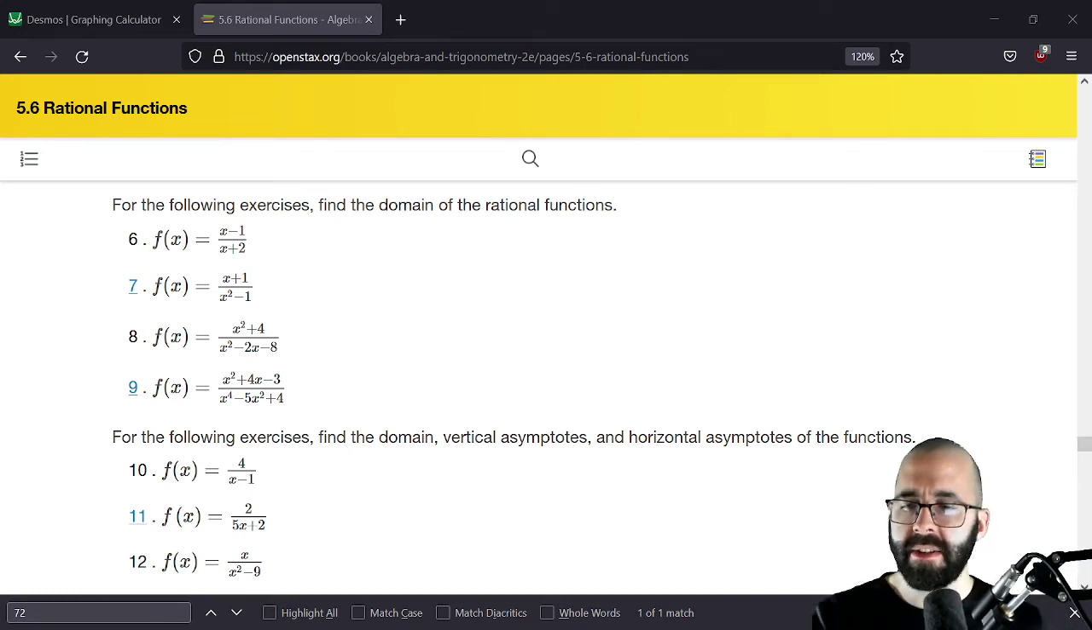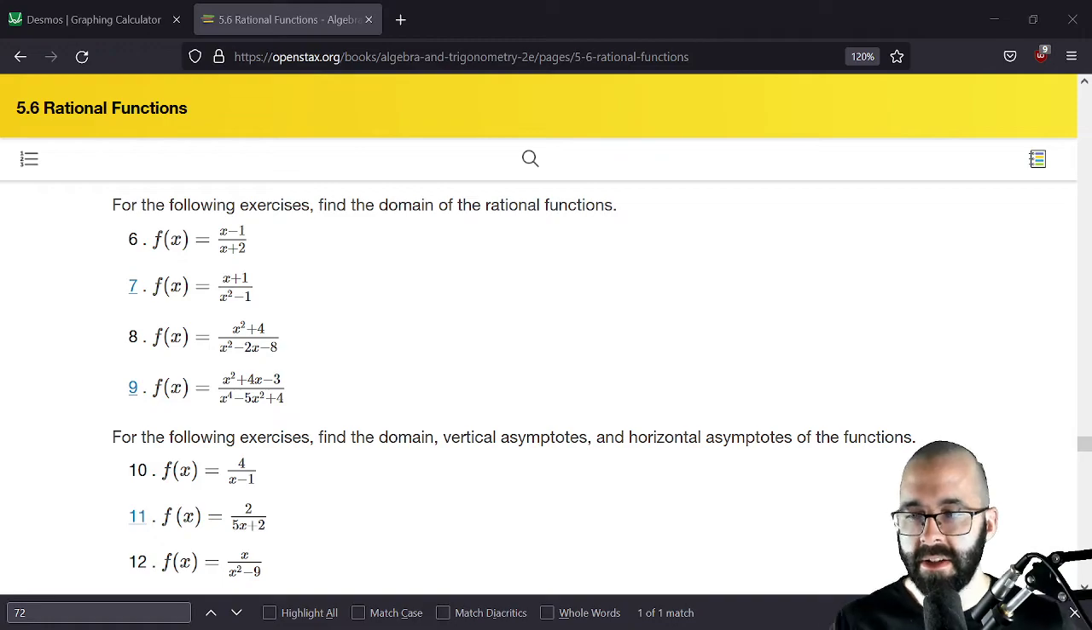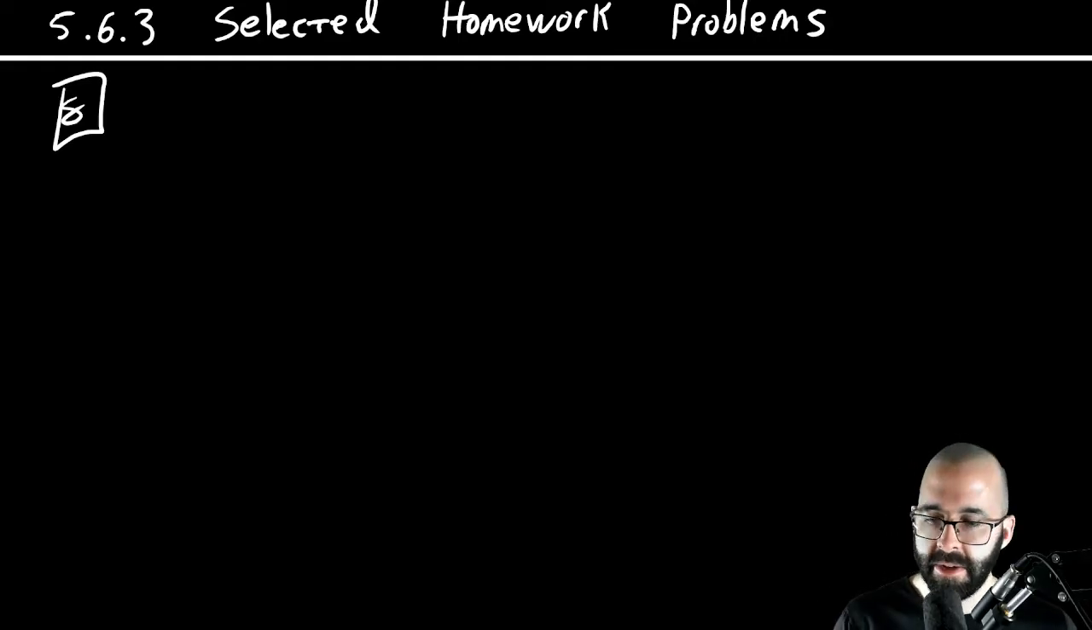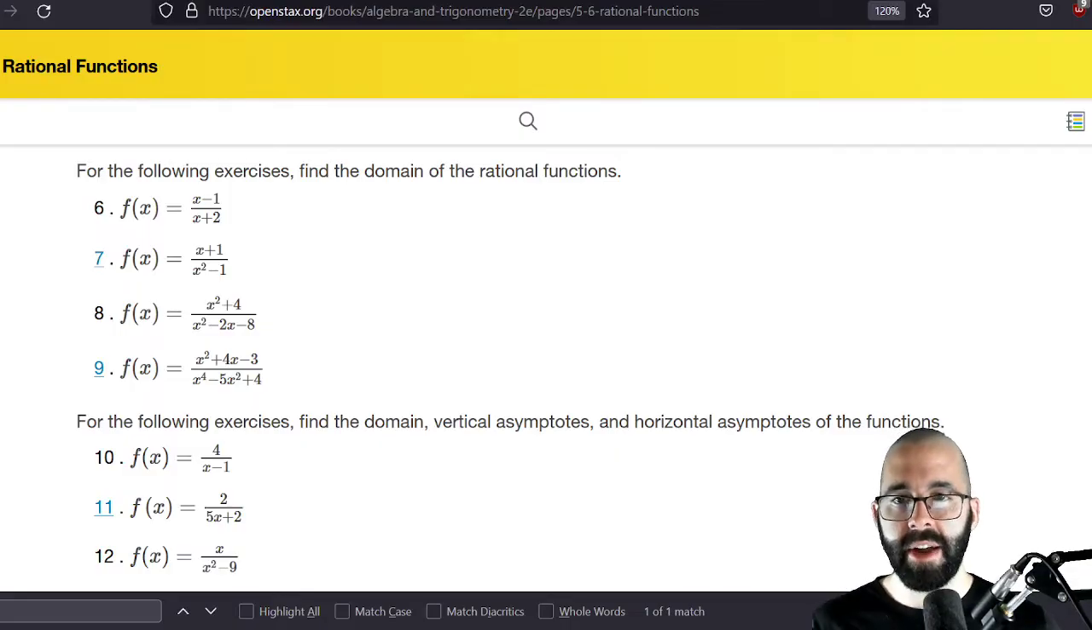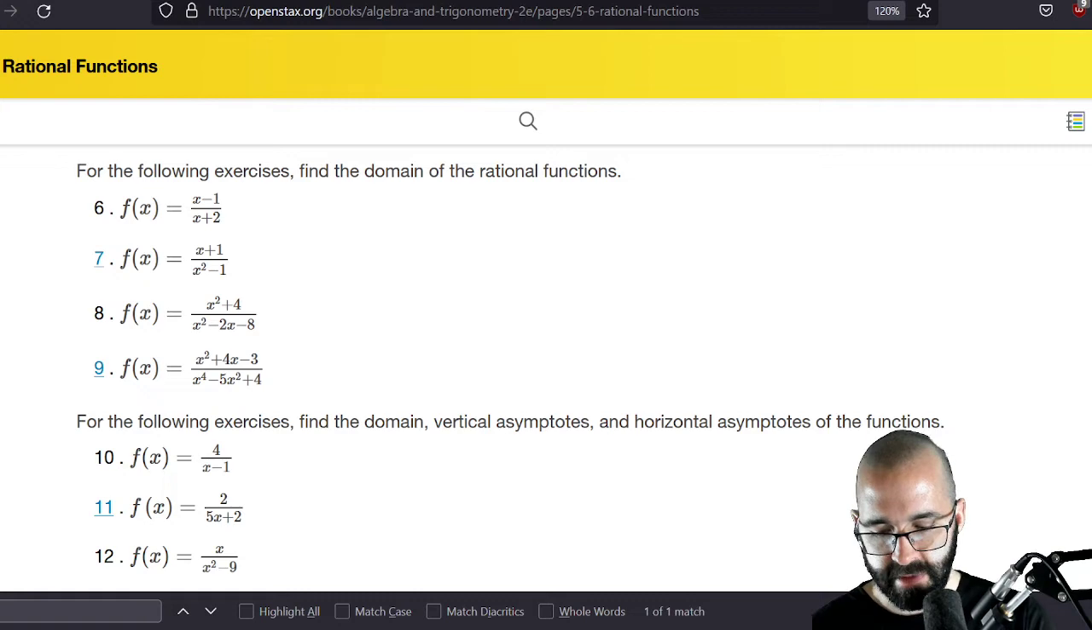So we're going to do some selected homework problems, but as a reminder, I have you look at custom versions of these problems instead. So you don't necessarily have to see something that looks like this book. So we're going to start by looking at number 8. And number 8, what that looks like is find the domain of this rational function.